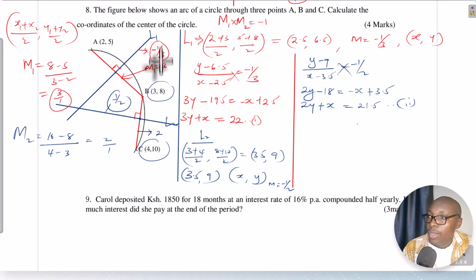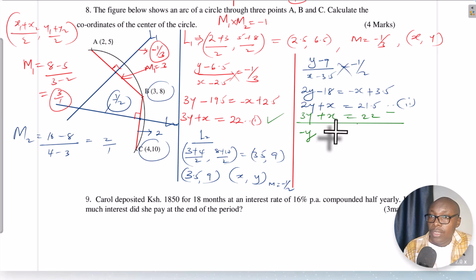Now having the equation of line 1 and 2, we solve them simultaneously in order to get the point of intersection. So equation 1 was, where is equation 1? It is here. 3y plus x is equals to 22. Solve them simultaneously. I can eliminate x because I can see x is uniform. 2y minus 3y, minus y, is equals to 21.5 minus 22, that is giving negative 0.5. So that means that y is equals to 0.5.